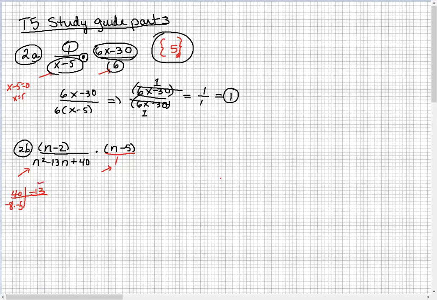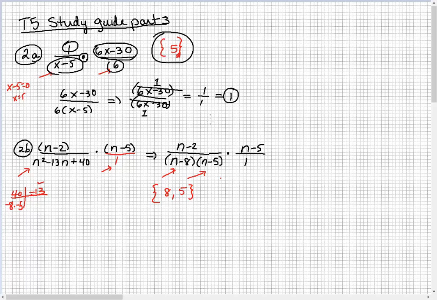So we should rewrite this since we have time. N minus 2, n minus 8, n minus 5 times n minus 5 over 1. All right, so your excluded values are going to come from here and from here. So your excluded values are 8 and 5. All right, this doesn't give you anything.